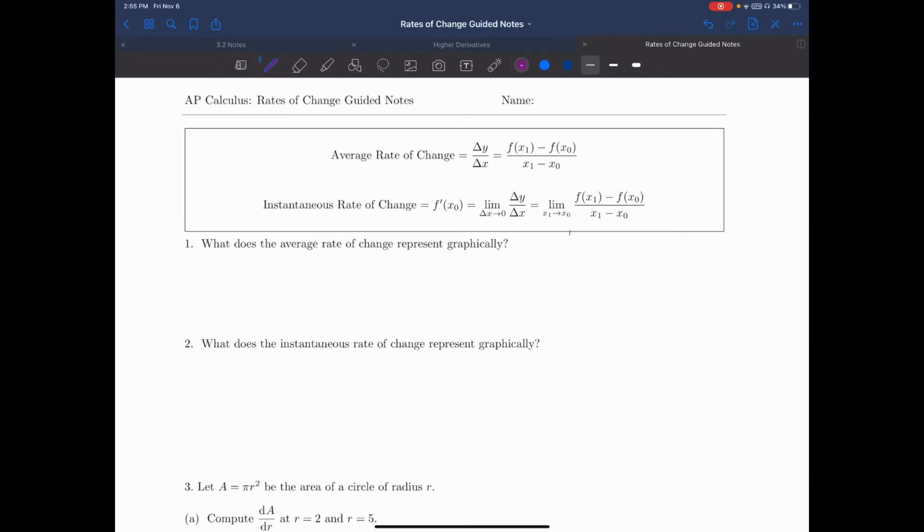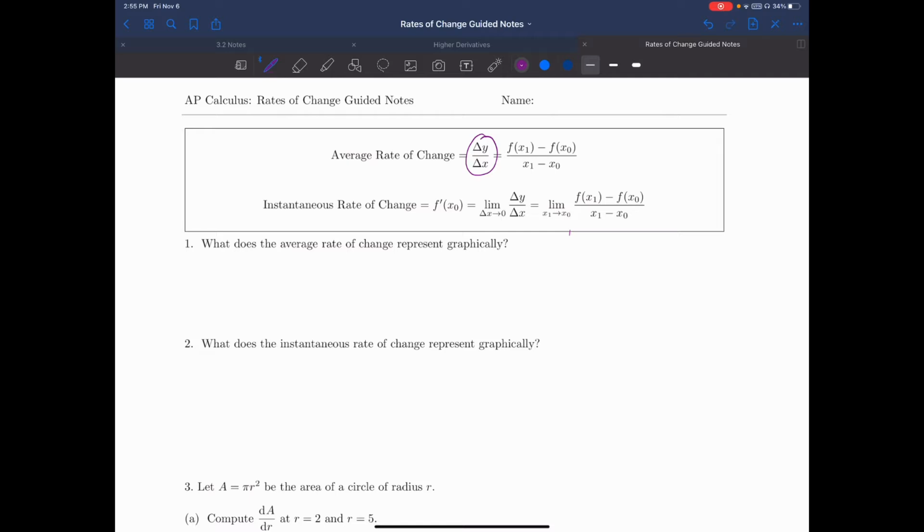Okay, today we're going to look at the rates of change. So we have what we've worked with before, which is the average rate of change, which is in this box, and we have the notation delta y over delta x. That's just change in y over change in x, or the slope.